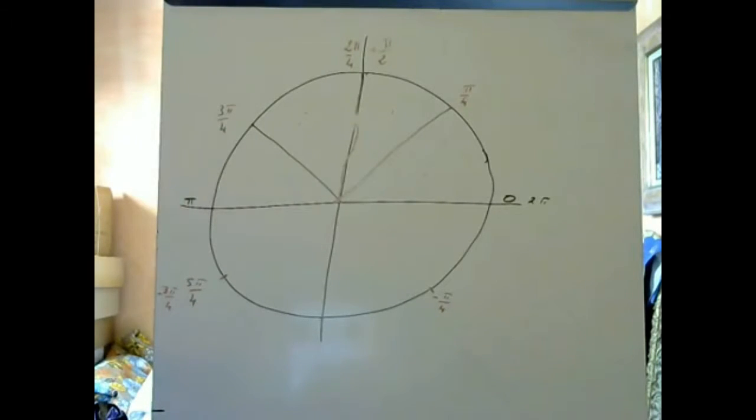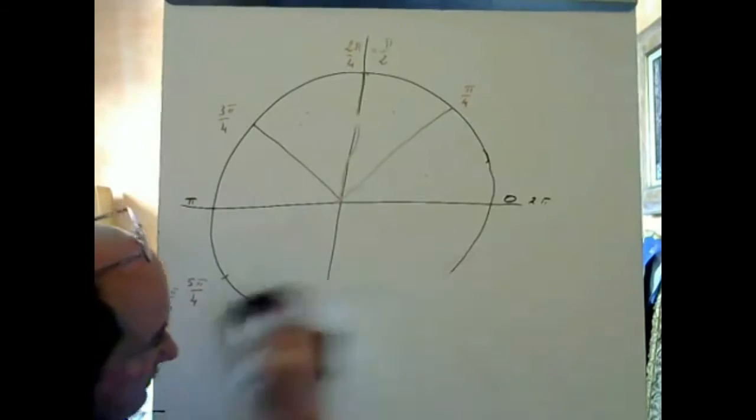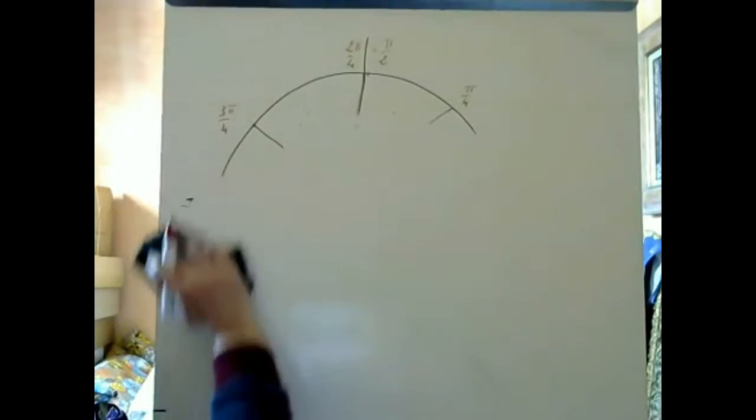Okay? We can also see that 6 pi over 4 and minus 2 pi over 4, which is the same as minus pi over 2, are on the same point on the circle. And this angle, which is 7 pi over 4, is on the same point on the circle as minus pi over 4. So we see that for any given point, there is an infinite number of angles and radians that correspond.